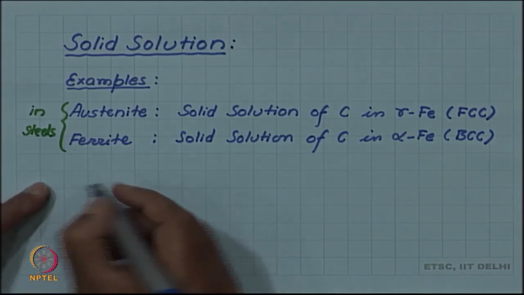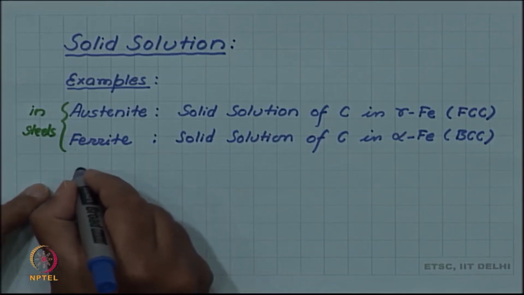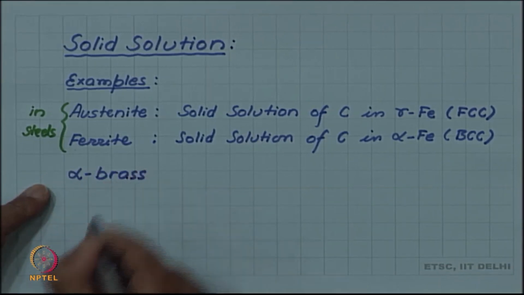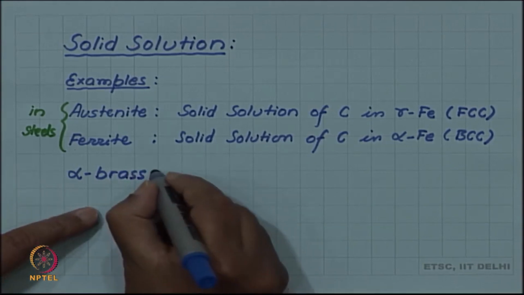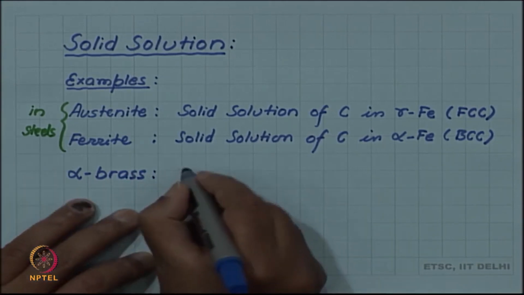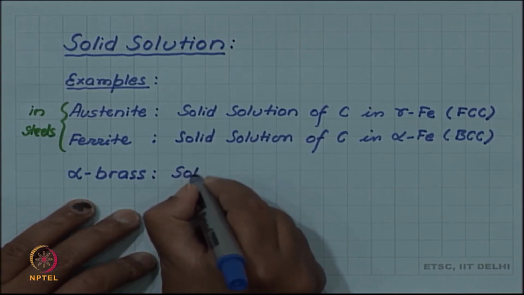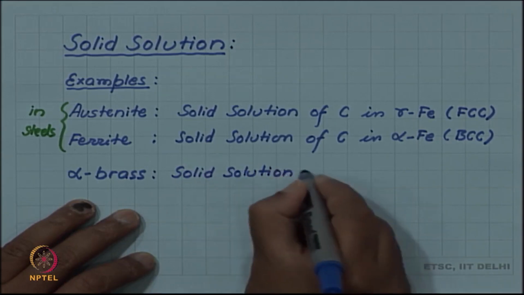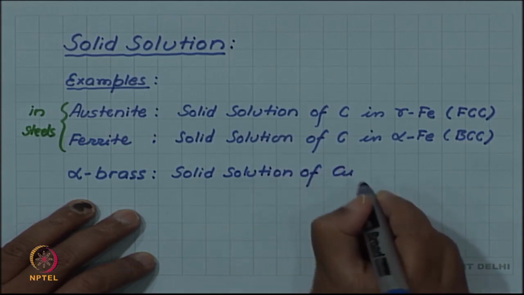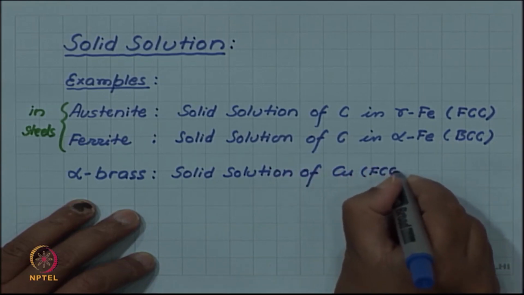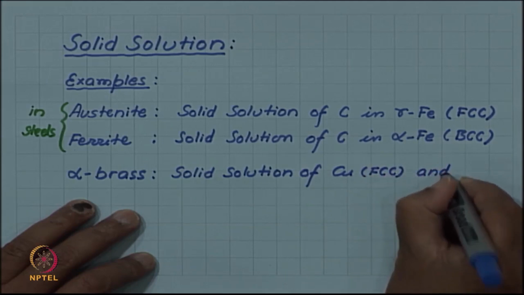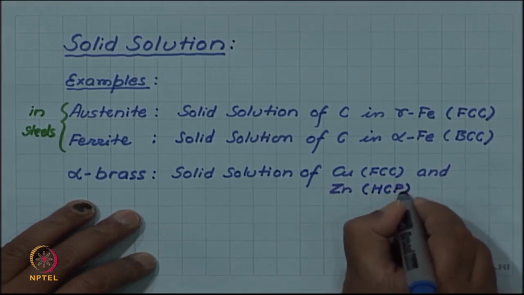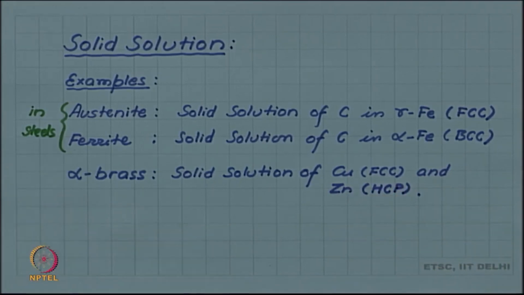We also have another solid solution, alpha brass. Alpha brass is solid solution of copper, which is face centered cubic, and zinc, which is hexagonal close packed. So, you can see that the elements have different crystal structure.